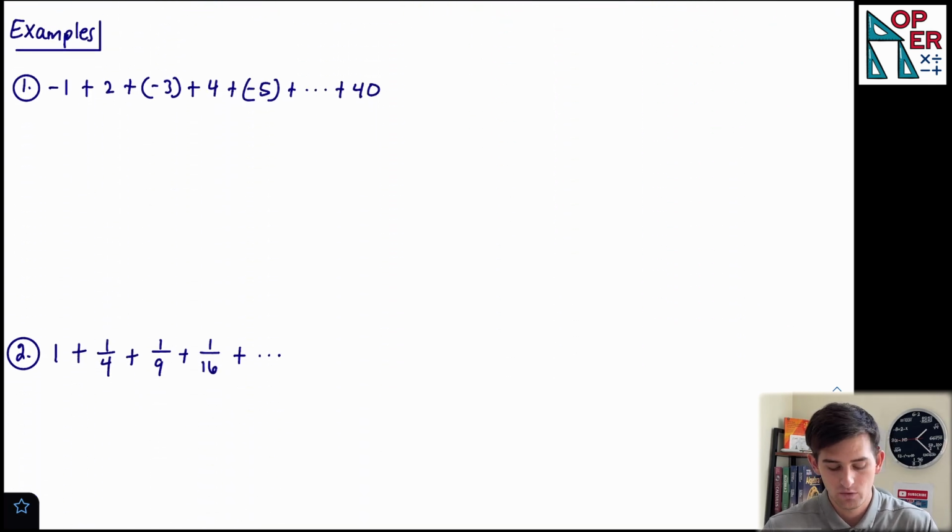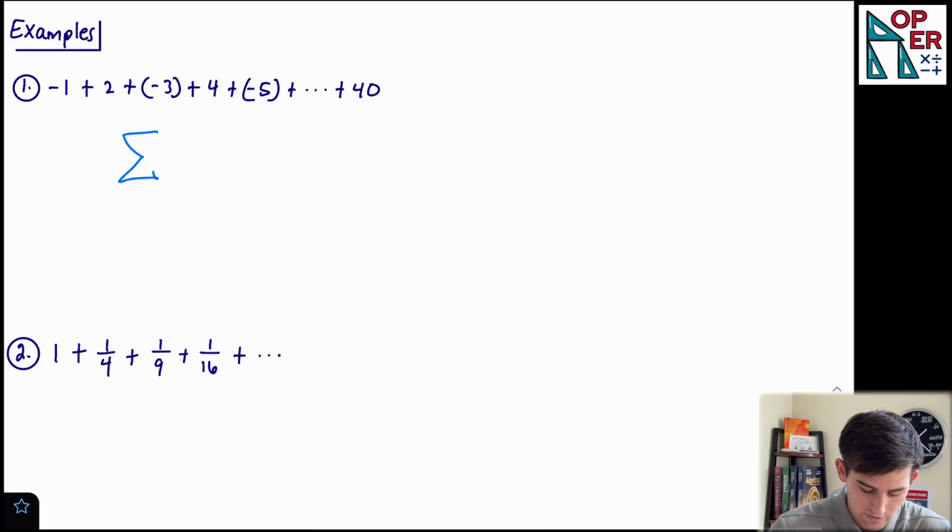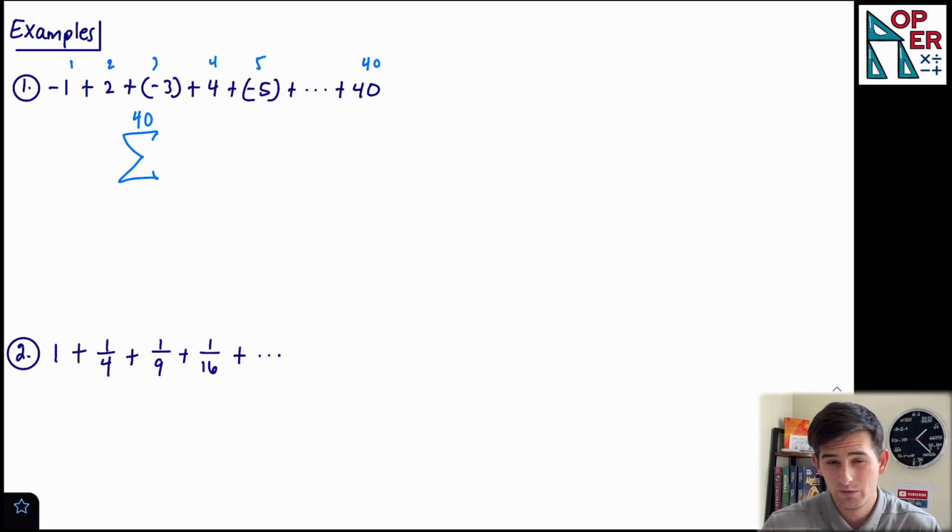All right, so for example number 1, we have -1 + 2 - 3 + 4 - 5, and then notice we have plus ellipsis, but it ends with +40. So this is going to be a finite series, so whenever we write our sigma here, we're going to put 40 at the top, right? Because we have the first term, the second term, the third term, fourth term, fifth term, and so forth. So 40 would be the 40th term. So the series is going to end at 40. Now we're going to start with 1, so our index of summation and our lower limit will be 1.